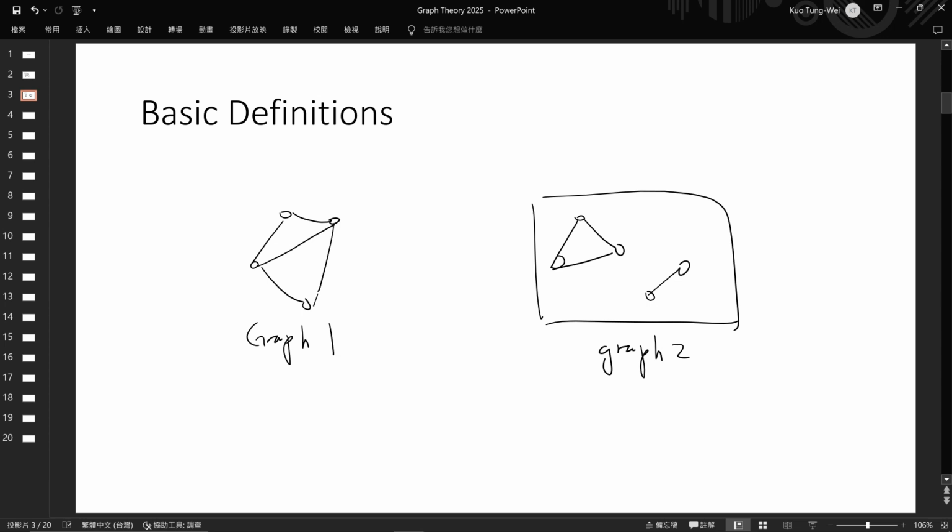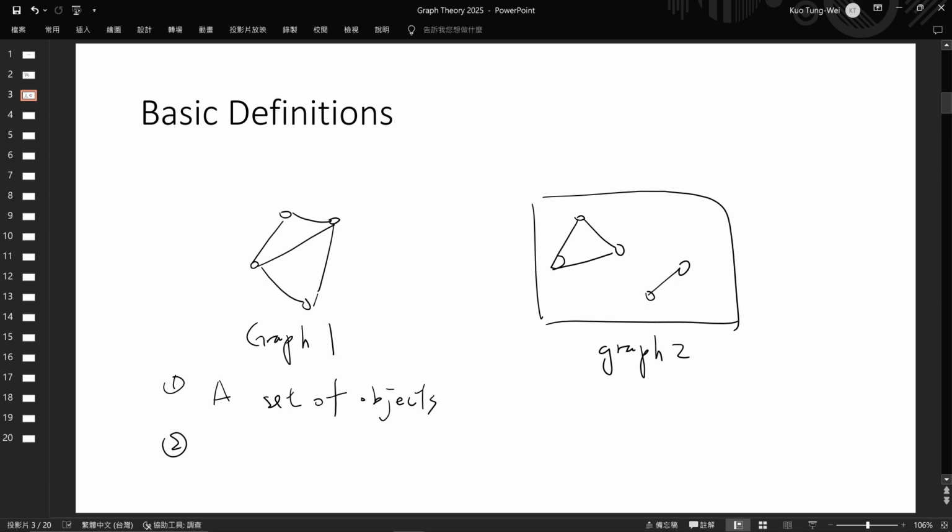Okay. And so we first need to have a set of objects, okay? Objects that we are interested in, okay? So we need to first have a set of objects, okay?